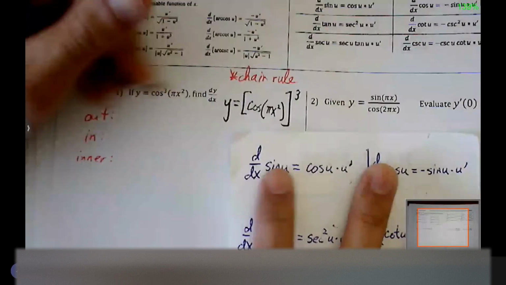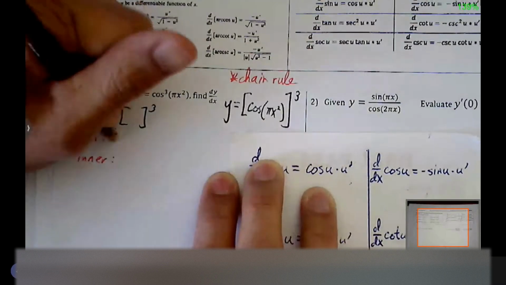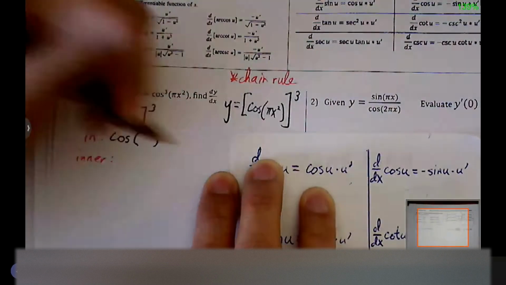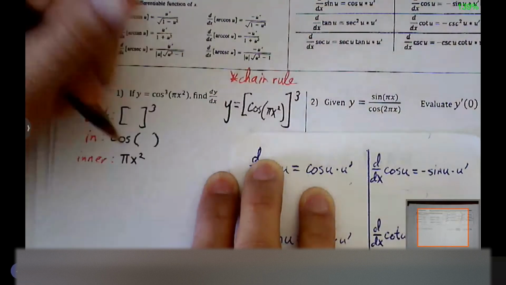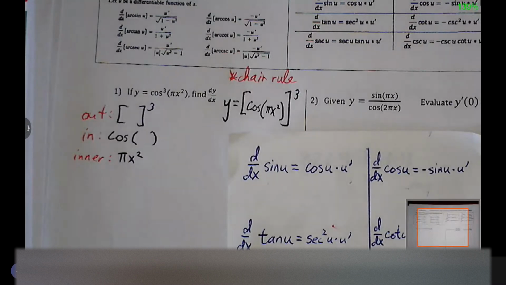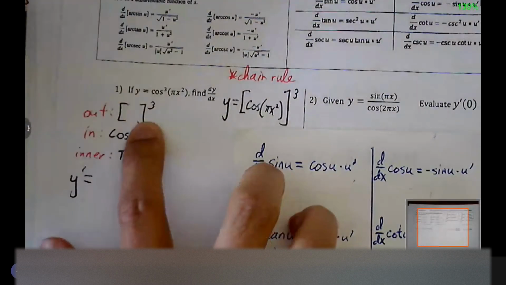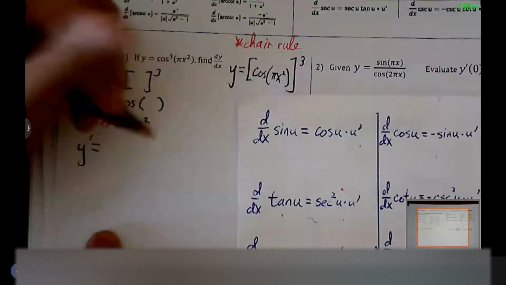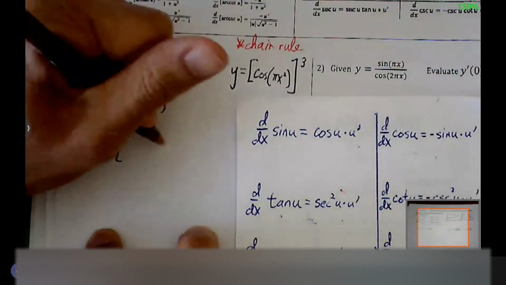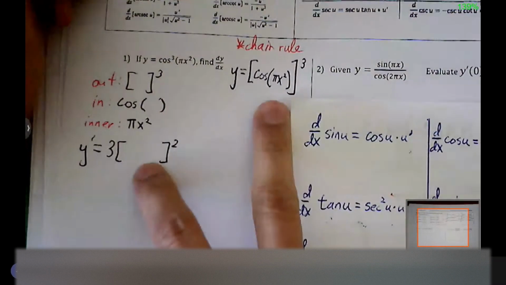Okay, so here's the outside portion. Inside is the cosine parentheses, and the inner portion is that pi x squared. Okay, we're going to take turns finding each derivative, and they're each going to be in a separate space apart from each other, right? We don't want to insert these derivatives inside each other. Okay, y prime. Power rule for bracket cubed: 3 bracket squared. Insert into the bracket the original expression.